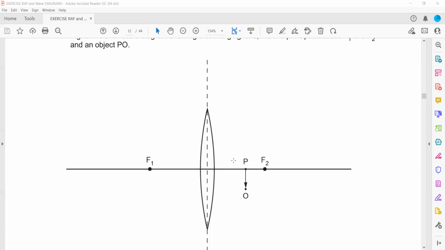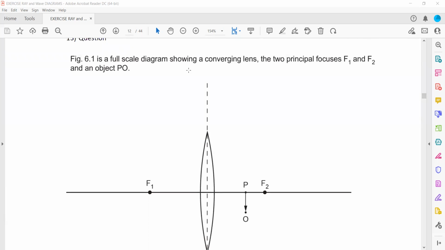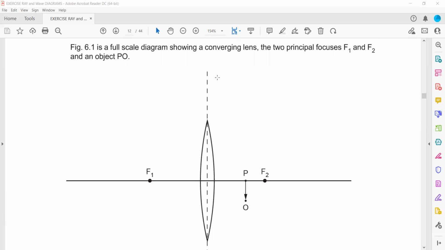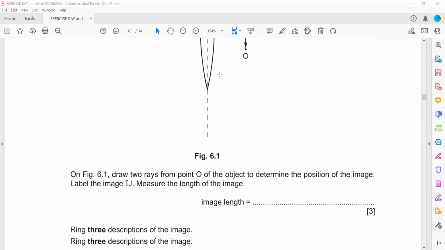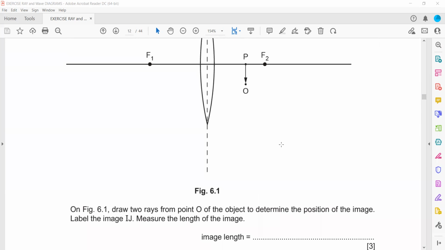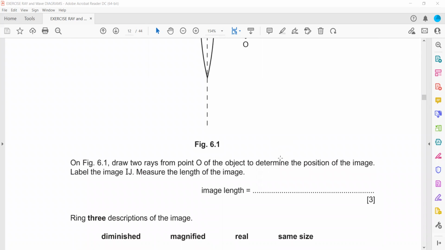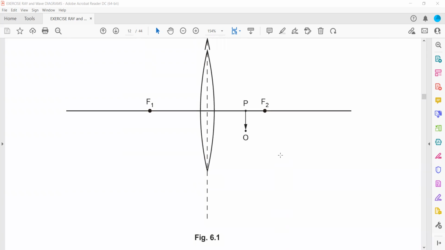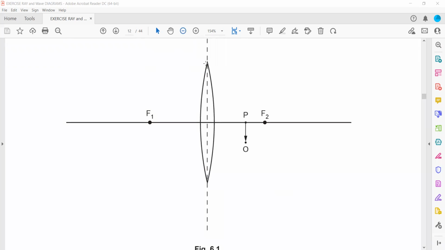Then the object is shown. Figure 6.1 shows a full-scale diagram of a converging lens, two principal focuses, f1 and f2, and the object is there. On figure 6.1, draw two rays from the object, determine the position of the image, label that as I, and measure the length of the image. So first, what happened?